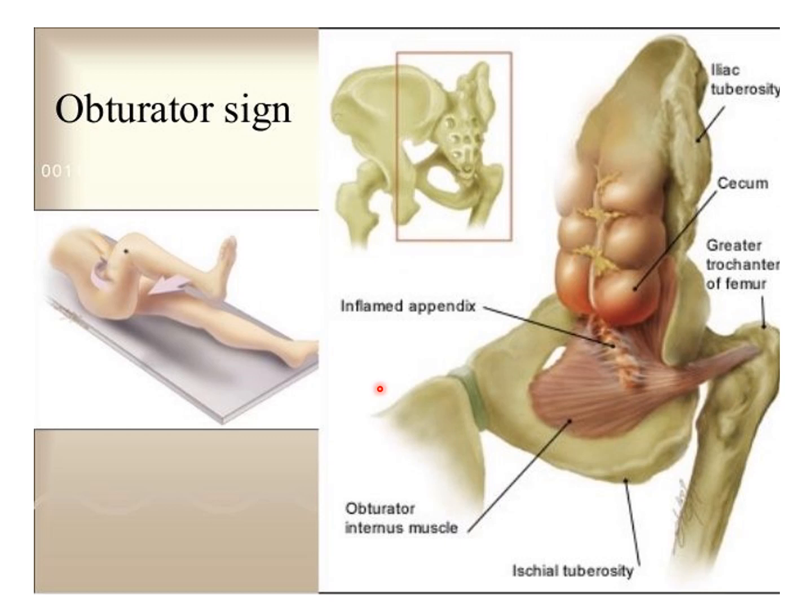Obturator sign. When the appendix is in pelvic position, it will be lying on the obturator internus muscle. So an appendicitis can cause irritation of the obturator internus muscle. The flexion and medial rotation of the right thigh onto the abdomen in these cases can cause pain in the lower abdomen, which is called as the obturator sign.